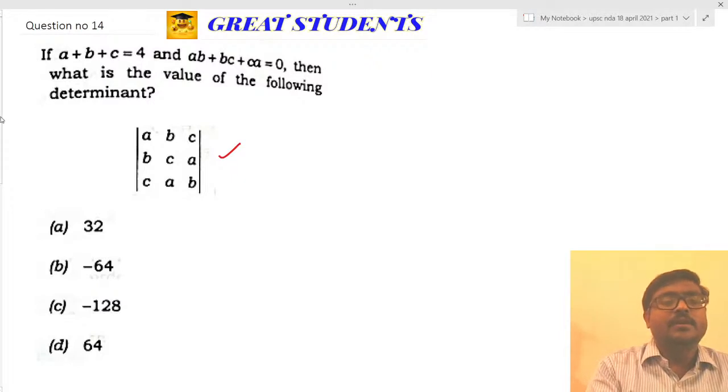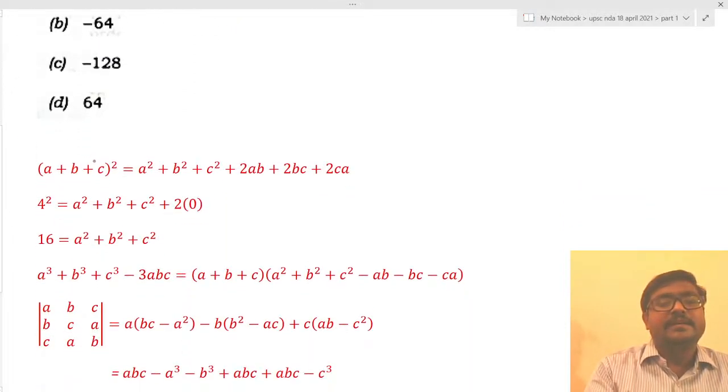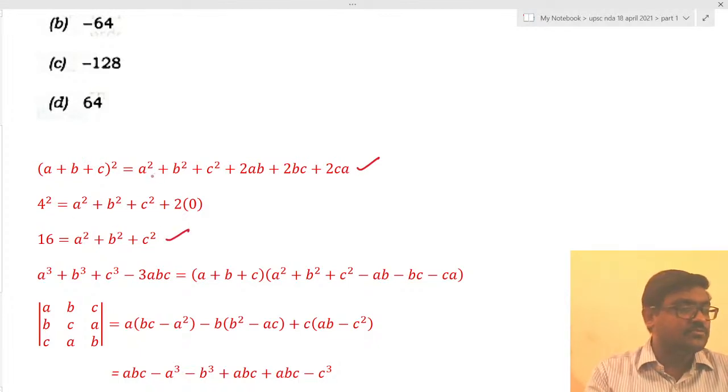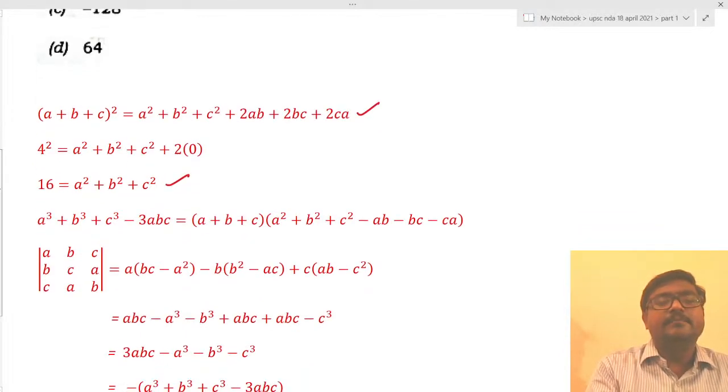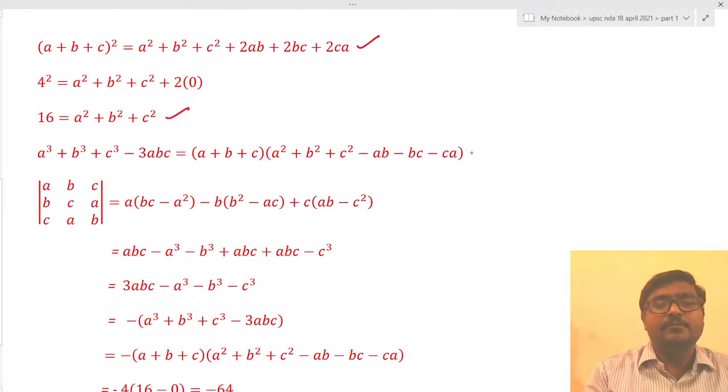Before starting the sum, we have AB + BC + CA and A + B + C. So to find A^2 + B^2 + C^2, I'm going to use this formula. AB + BC + CA is 0, so that 2 times 0 is 0. Here A + B + C is given as 4, so it becomes 4 square. From this I got A^2 + B^2 + C^2 equal to 16. Now next I'm going to expand this. This is a formula I'm going to use.